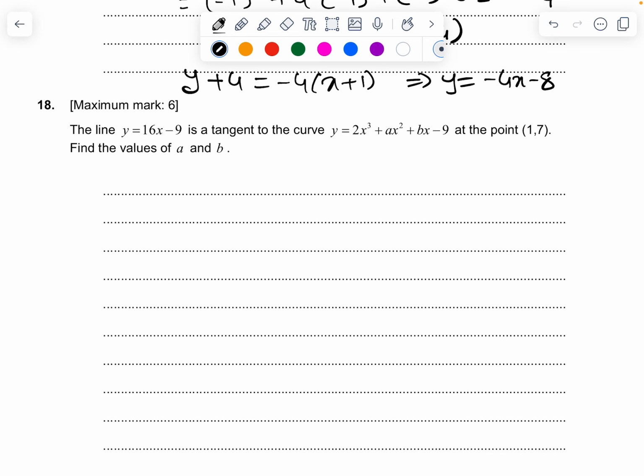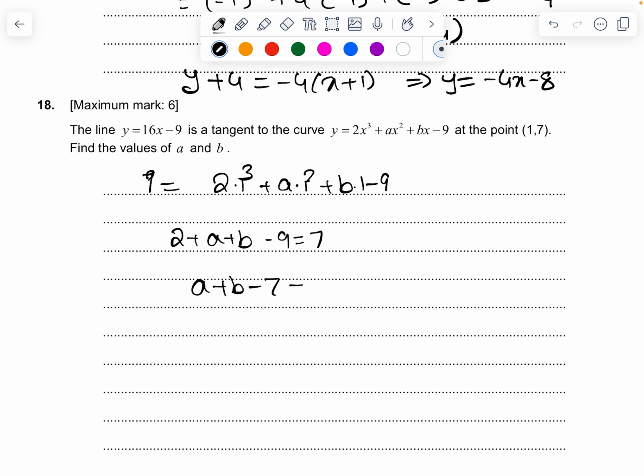Question number 18. The line y equals 16x minus 9 is tangent to the curve at the point 1 comma 7. Find the values of a and b. So 7 equals 2 times 1 cube plus a times 1 square plus b times 1 minus 9. So 2 plus a plus b minus 9 equals 7. a plus b minus 7 equals 7. a plus b equals 14.